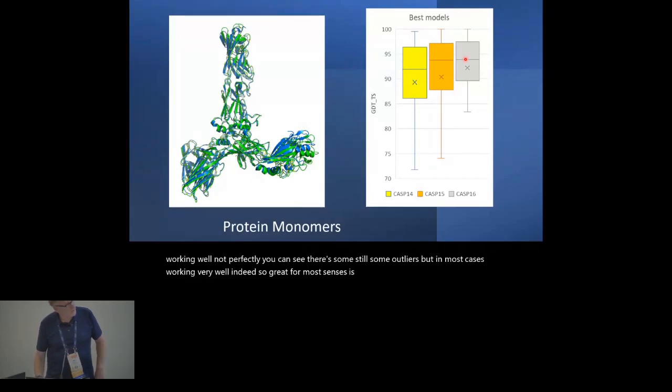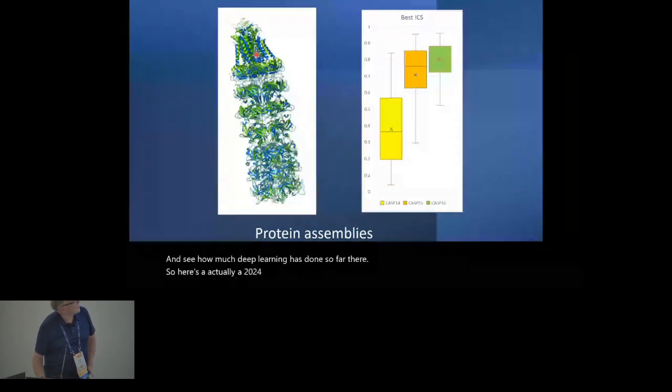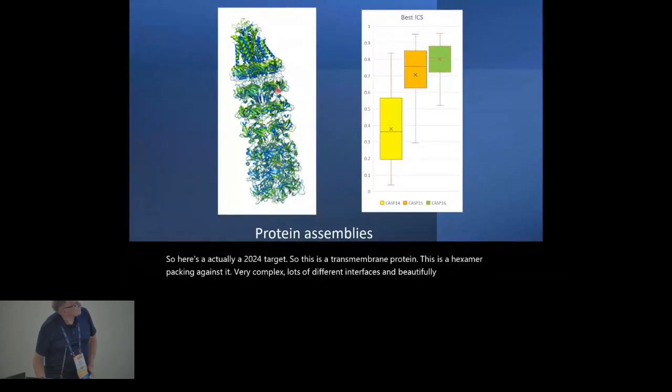But now we go on to other areas. First area I'm going to go to is protein assemblies, which we've actually been looking at for some CASPs with our colleagues at CAPRI, and see how much deep learning has done so far there. So here's actually a 2024 target. This is a transmembrane protein. This is a hexamer packing against it. Very complex, lots of different interfaces, and beautifully modeled, colors as before.